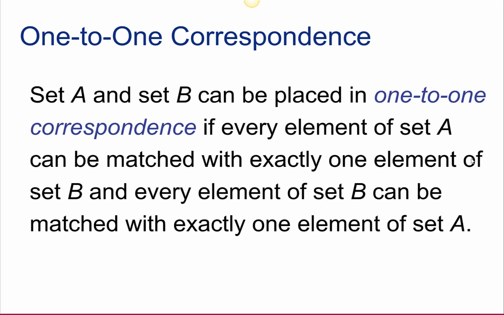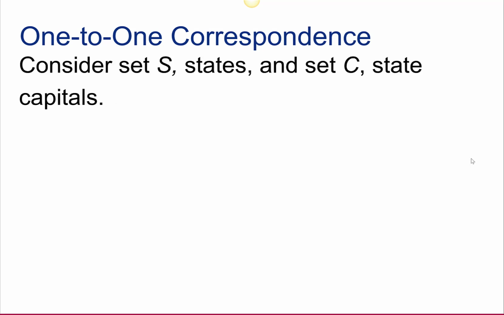One-to-one correspondence: two sets can be placed in one-to-one correspondence if every element of set A can be matched with exactly one element of set B, and every element of set B can be matched with exactly one element of set A. So therefore, they basically each have to have the same cardinal number.